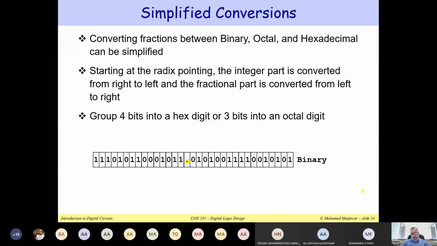I'm going to convert this to octal, and also to hexadecimal. In the case of octal, we look at groups of 3 bits. We start at the binary point and go to the left for the integer part. We start at the binary point and move to the right in the case of the fraction part. So for the integer, it is right to left. We start here at 0, 1, 1. This is a group of 3 bits. It will be 3. Next, we have 0, 0, 1.